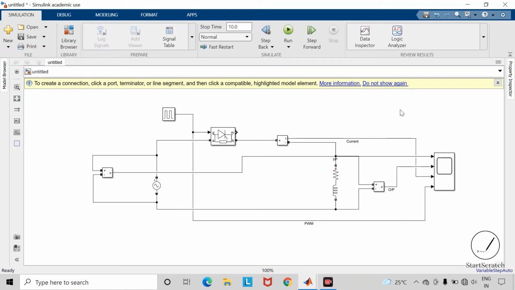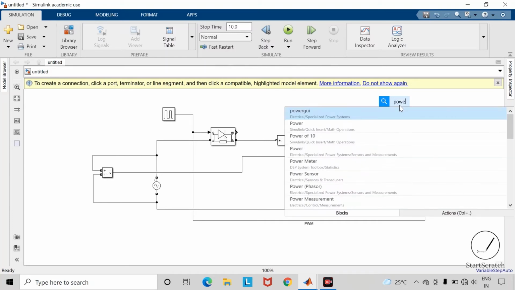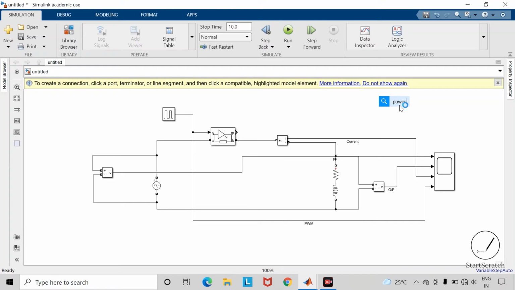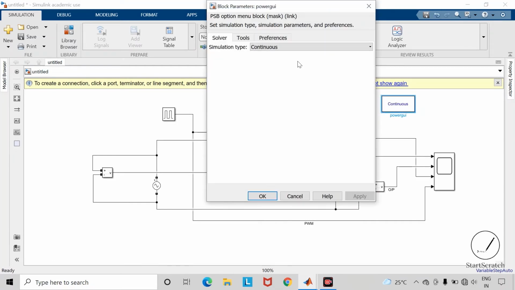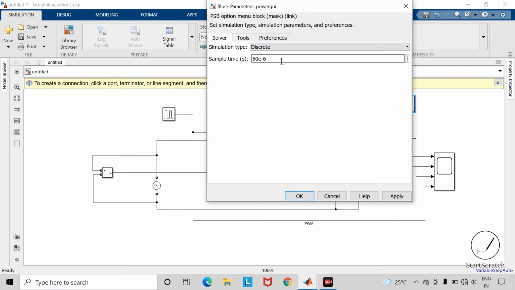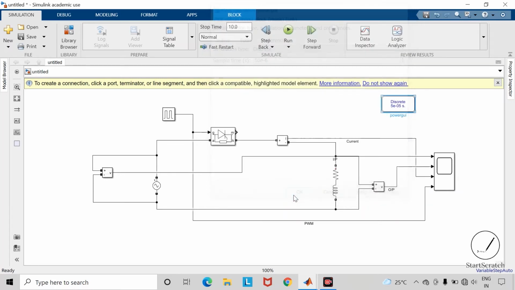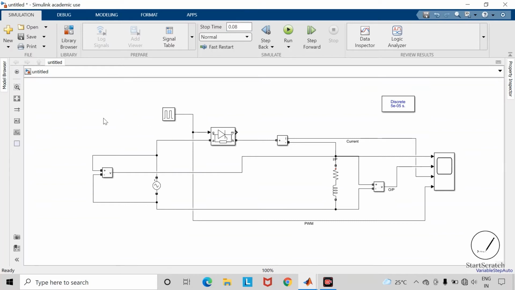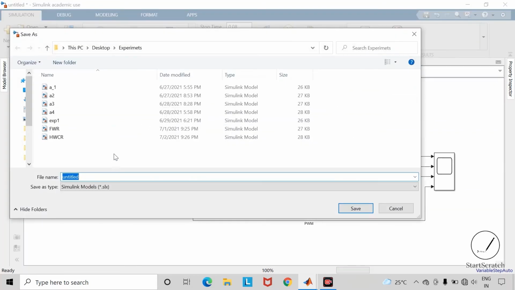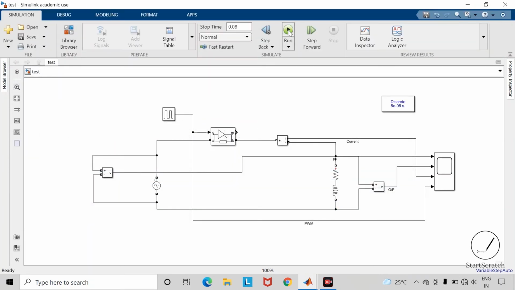Now take the powergui block. This block is required for the simulation of the components which are present in the Simscape library. Change the simulation type to discrete. I am taking the stop time as 0.08 seconds. Now save the file and run the simulation.